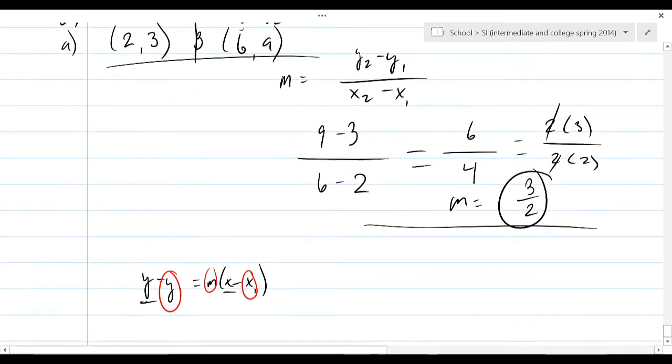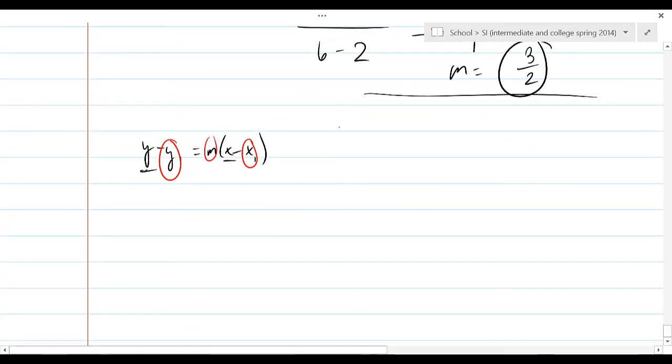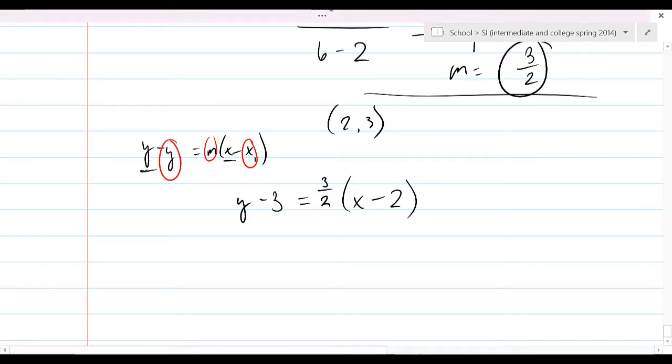So let's go ahead and choose 2, 3. The point we're using is 2, 3. So I've got y minus, here's my y value, 3, equals 3 over 2 times x minus 2. Alright. Using my distributive property, I distribute the 3 over 2 into both, so I've got y minus 3 equals 3 over 2x minus 3 over 2 times 2.